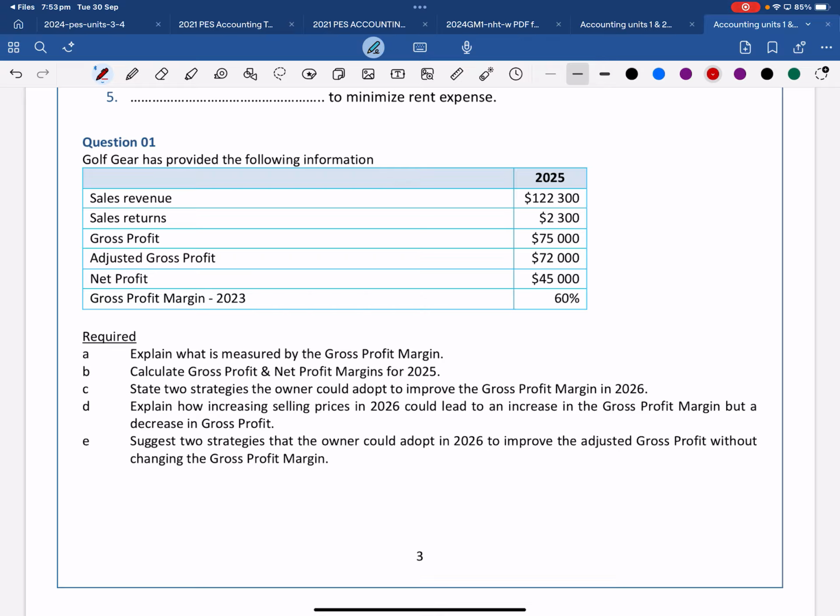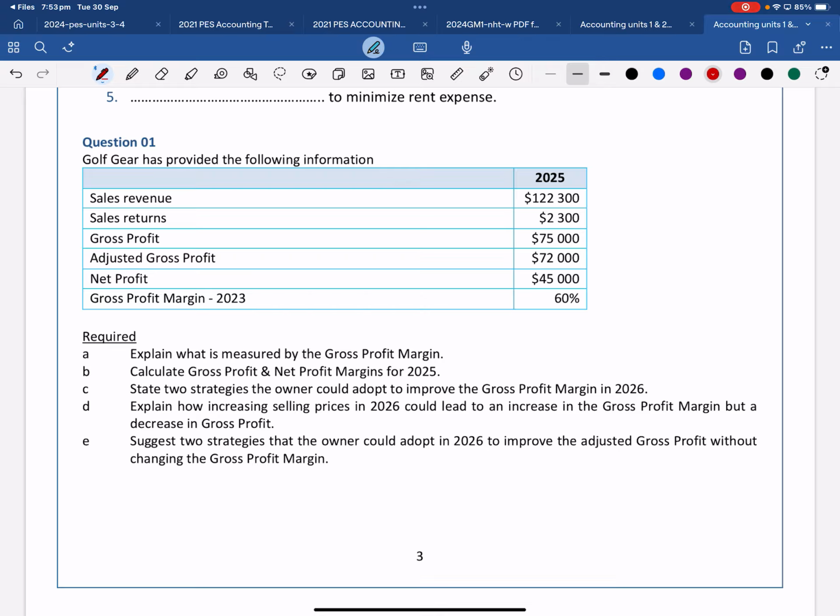I still don't get the whole decrease in gross profit or increase in gross profit margin. Decreasing gross profit. Yeah, you know the reason. Alright, so simply, let's say we are selling textbooks.